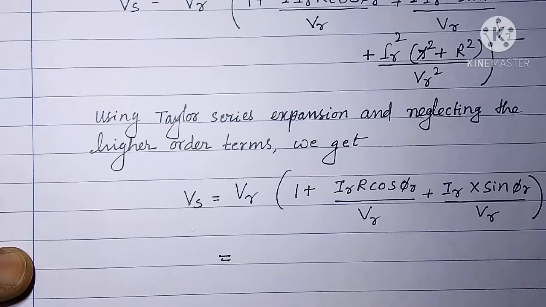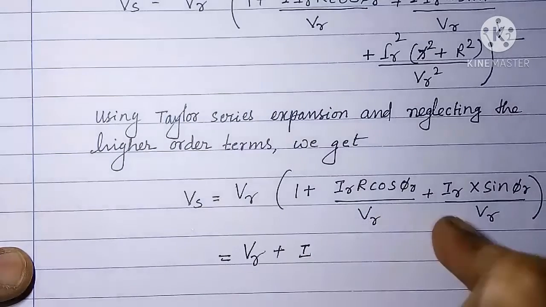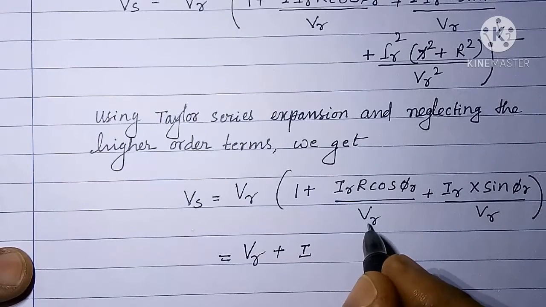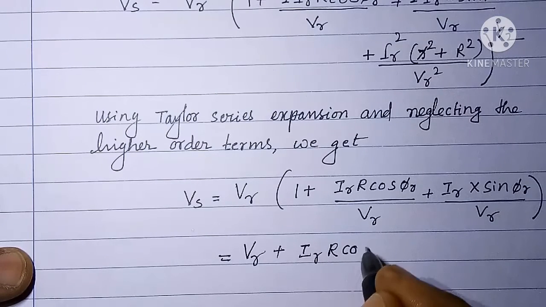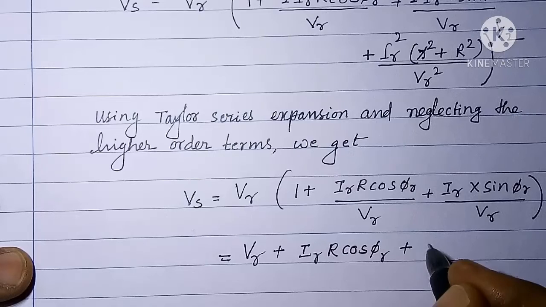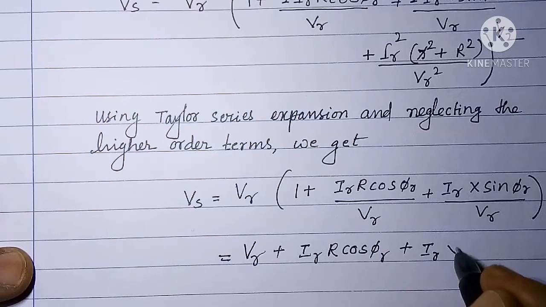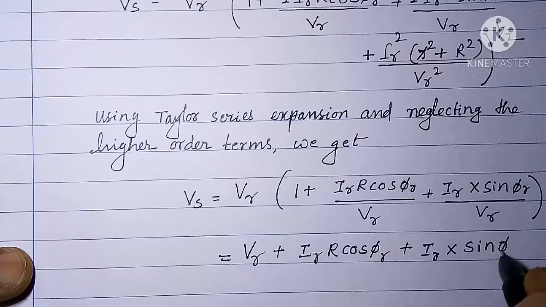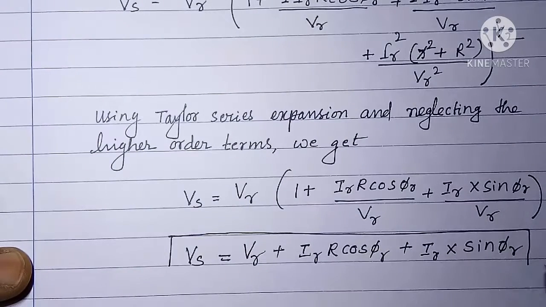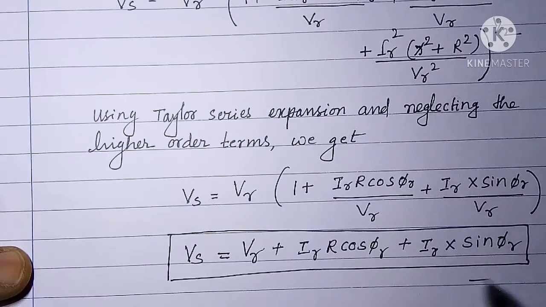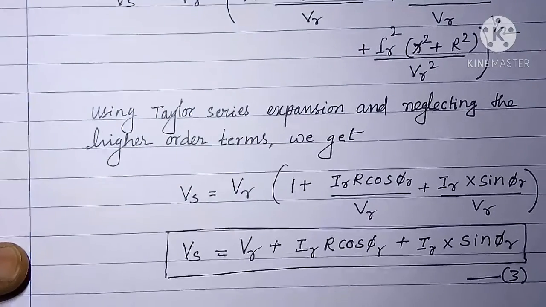That is equal to Vr plus, taking Vr inside the bracket, here Vr and Vr will cancel, IR into R cos phi R plus IR into X sin phi R. So this is the expression for sending end voltage in terms of receiving end voltage and receiving end current. Let us call this equation 3 now.